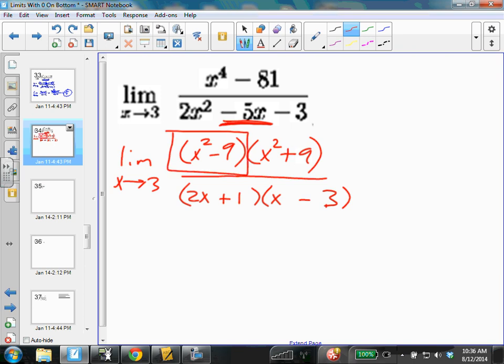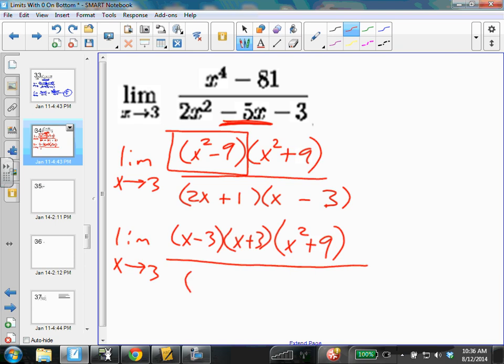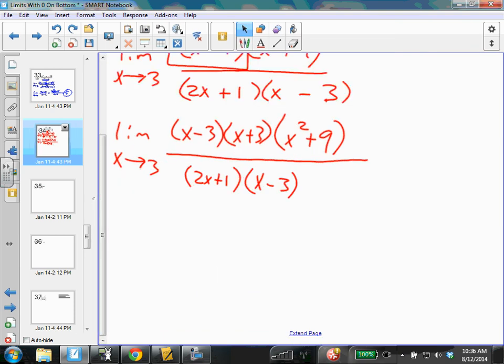Absolutely. We can factor that right there again, because what is that? It's another difference of squares, right? So this is the limit at x approaches 3 of x minus 3, x plus 3, times x squared plus 9, over 2x plus 1, times x minus 3. That's all multiplication. So on top, the x minus 3 can cancel.